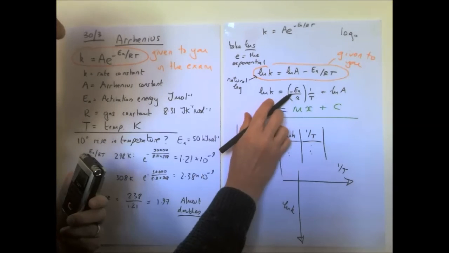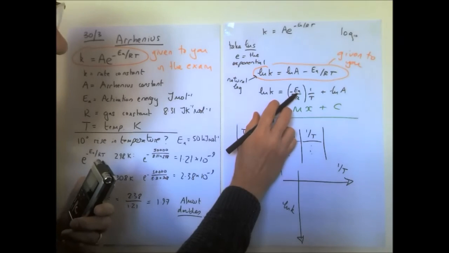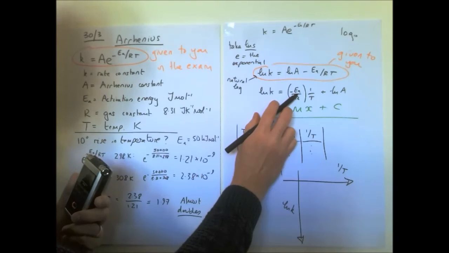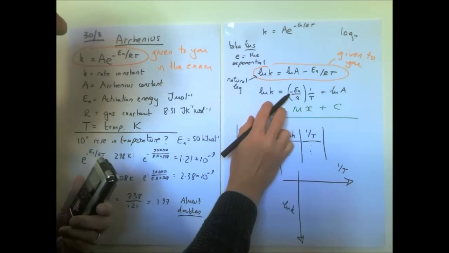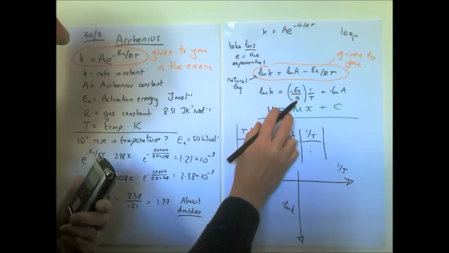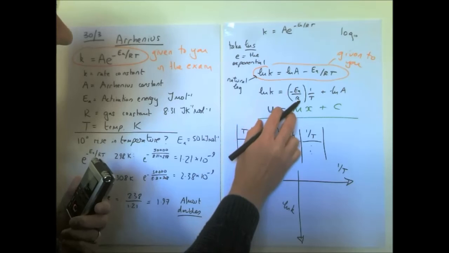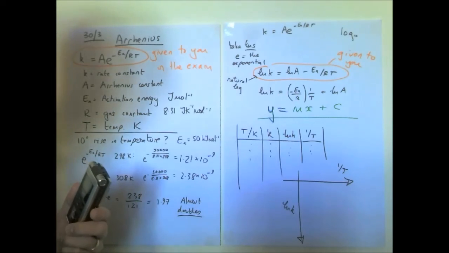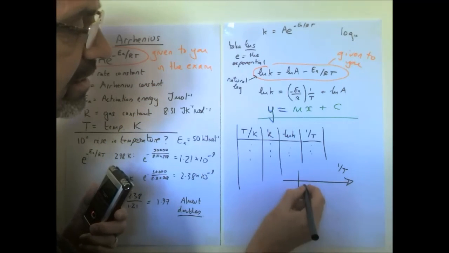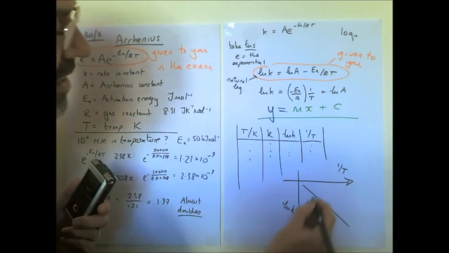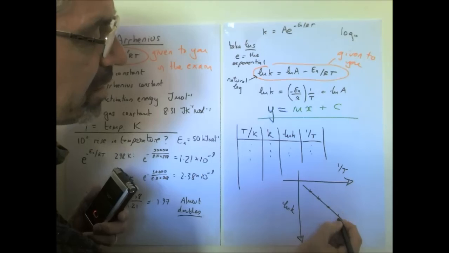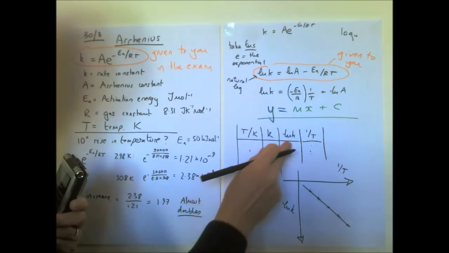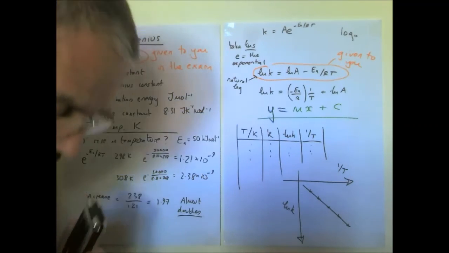The gradient is negative. EA is always a positive number. You can't have a negative activation energy. It wouldn't be a bump in the way if it went down. So EA is positive, R is 8.31, so minus EA over R is always going to be a negative number. So we'll get a negative gradient, something like this. It doesn't necessarily go through the origin. So we'll get a bunch of points for ln k against 1 over T.